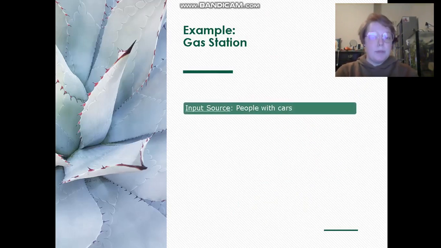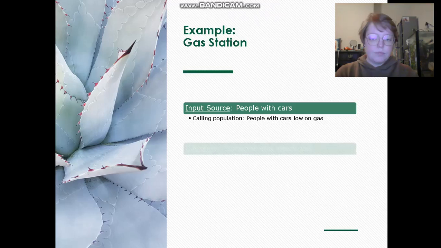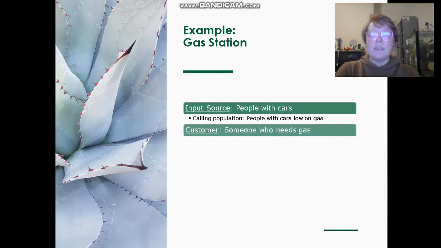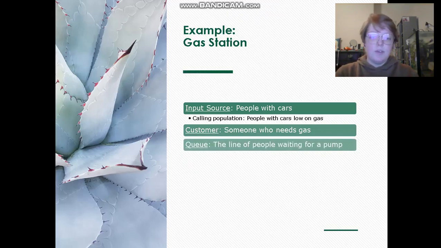Our input source is people with cars, and our calling population is going to be people with cars who are low on gas or in need of gas. And that's going to be all the possible people low on gas that could possibly come to the gas station. And the customer, the person who's going to be waiting for a gas pump, is, as I said, someone who needs gas. The queue is going to be the line of people waiting for a pump.